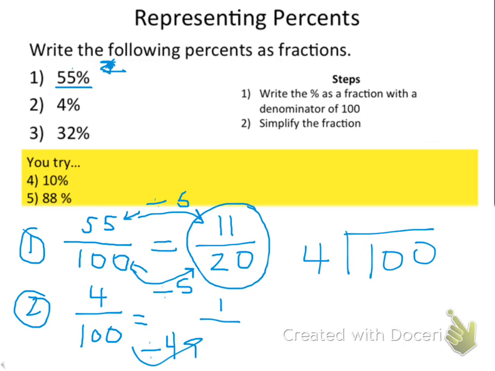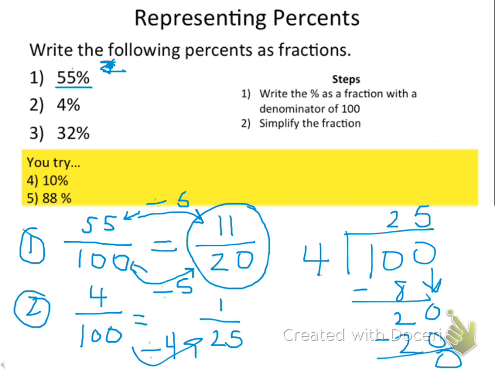100 divided by 4. 4 goes into 10 twice. 2 times 4 is 8. Subtraction, get 2. Bring down that 0. 4 goes into 20 5 times. 5 times 4 is 20. So we subtract them and get 0. So it's 25. And that is in simplest form, so you should get 1 over 25.